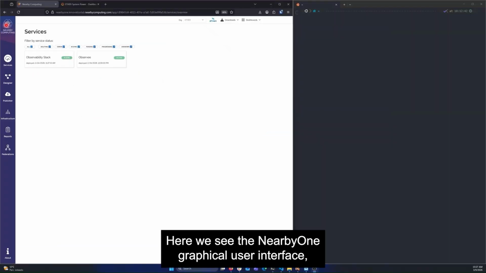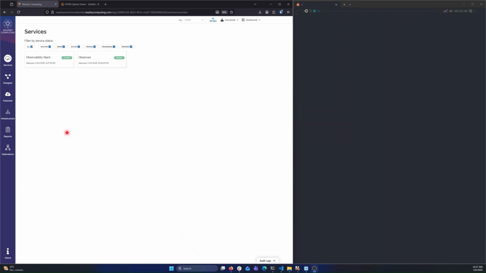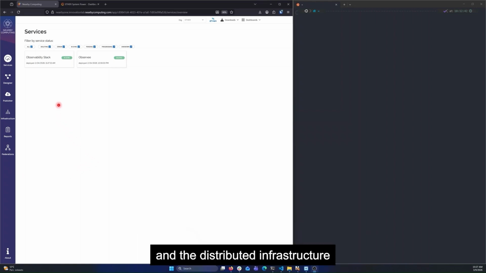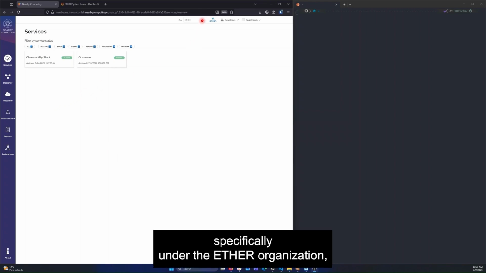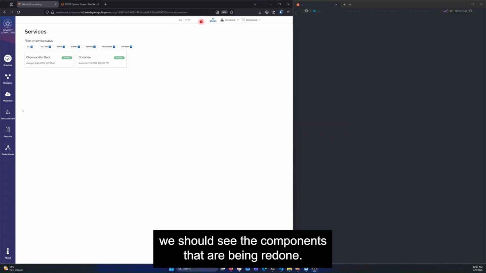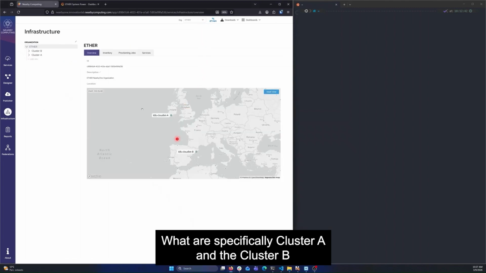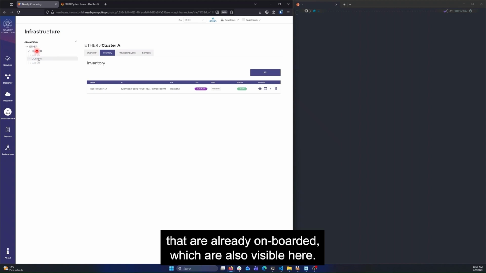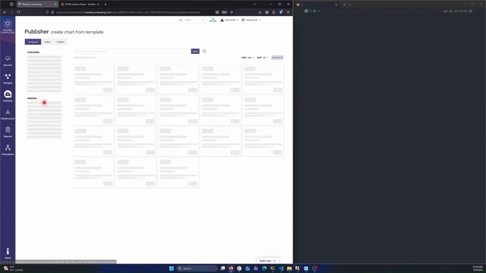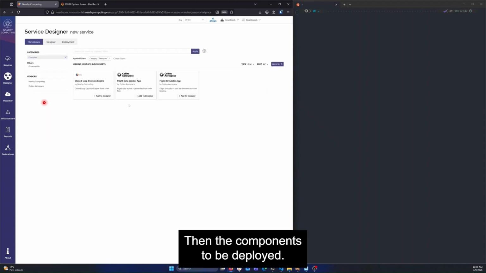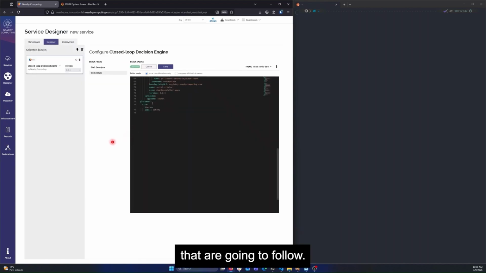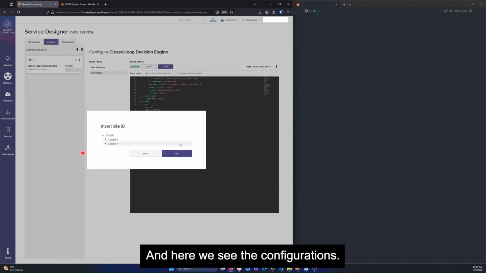Here we see the NearbyOne graphical user interface, which is going to be used to manage the different deployed applications and the distributed infrastructure. Specifically, under the Ether organization, we should see the components that have been already onboarded, specifically cluster A and cluster B, which are also visible here. Then the components to be deployed: we have the decision engine and the Collins application that are going to follow. And here we see the configurations.